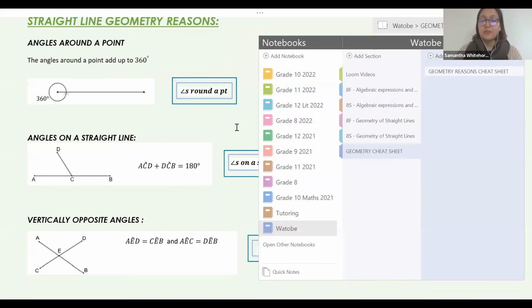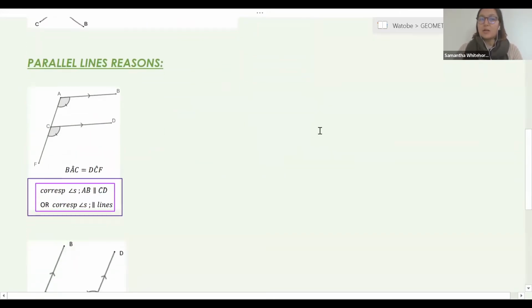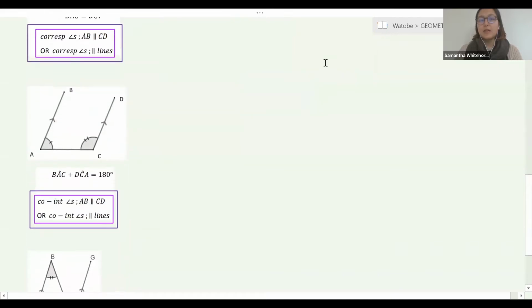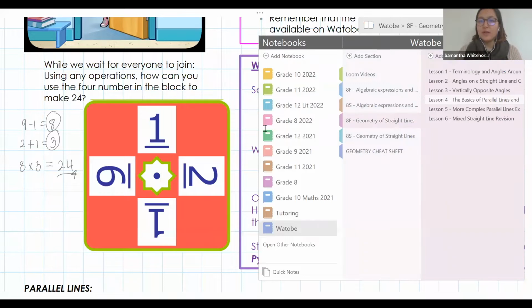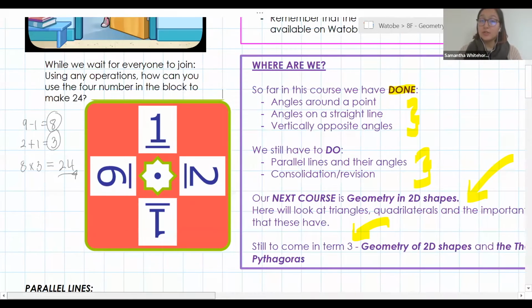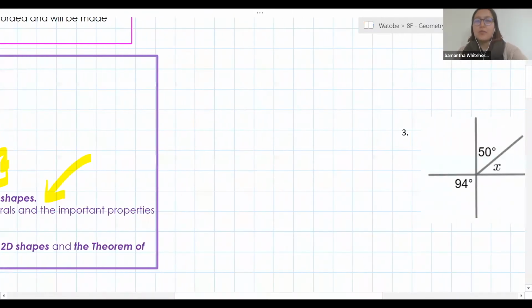We've been learning different reasons. So far, we have learned these three reasons: angles around a point, angles on a straight line, and vertically opposite angles. So what we're going to get to today is looking at parallel lines. And then we have a couple more lessons where we'll be revising all of this stuff and making sure that we're happy with these angles and straight lines. So we're going to start off with a little bit of a recap of what we've already done.